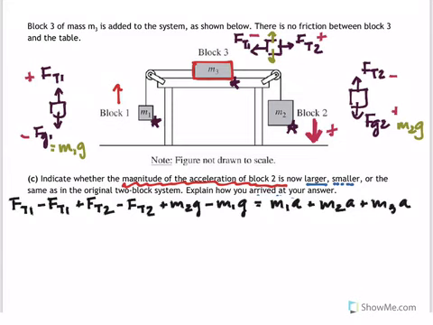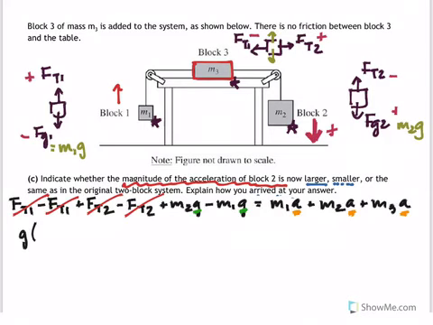Okay, so now you can see that our elimination method here does wonderful things for us. Force of tension from block 1 disappears. Force of tension from block 2 disappears. I'm going to rewrite this where I factor out G and where I factor out A, just so we can look at what our end result is.